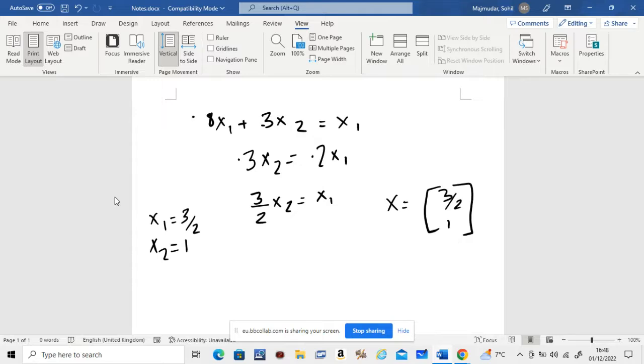Now just a note here, if you're doing a game theory problem or Markov chains, x1 plus x2 will have to be equal to 1. So that'll be an extra condition when you do that. And in that case, these guys will be decimals that add up to 1. Okay, so just be careful about that.